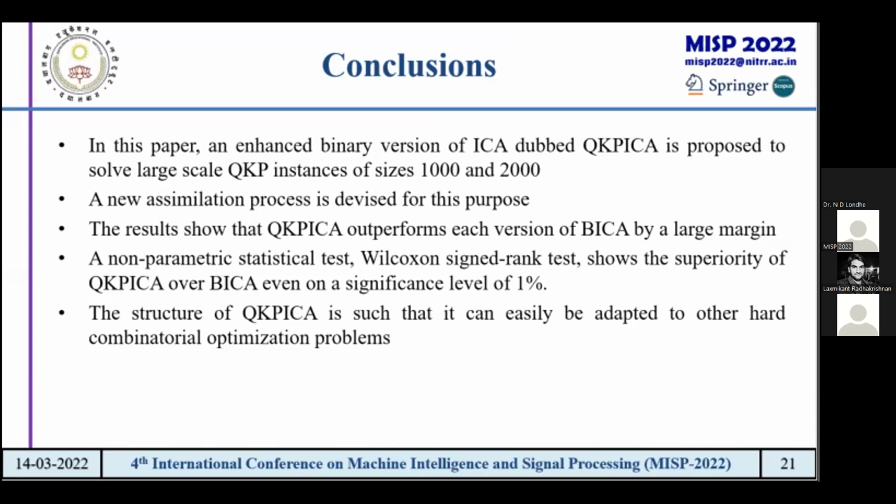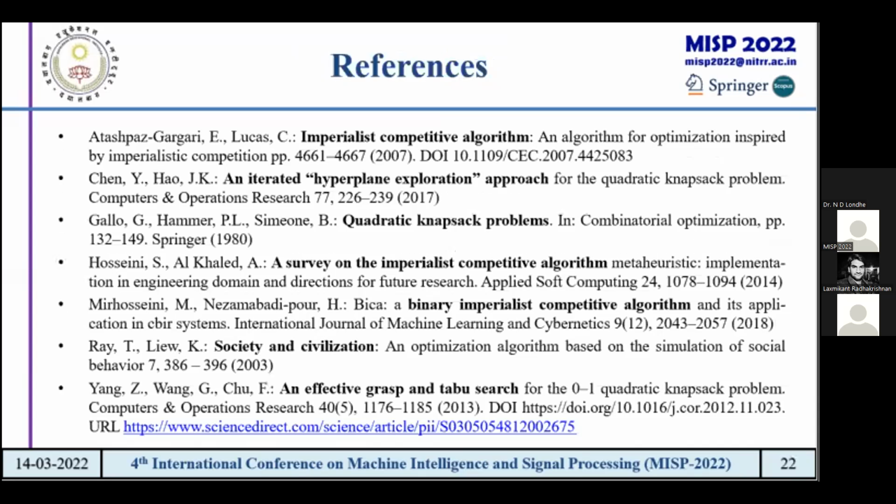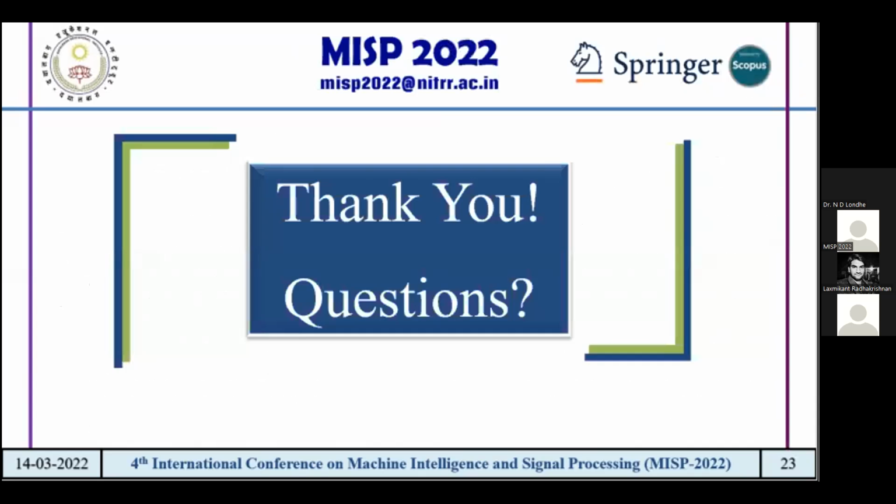And the structure of QKP-ICA is proposed in such a way that it can be easily adapted to other hard combinatorial optimization problems. Here is an alphabetical list of some prominent references we cited in this work. Thank you, and thanks for your kind attention. Now you are open to questions. Thanks.